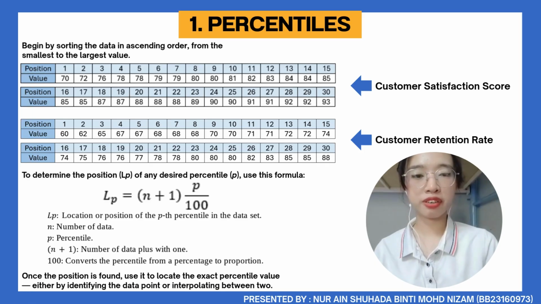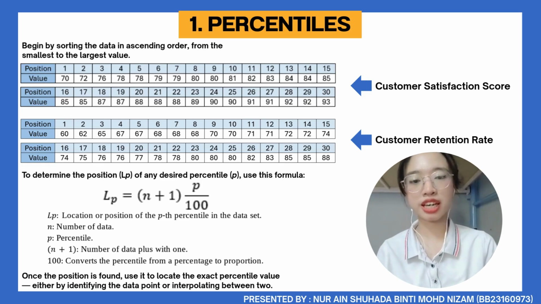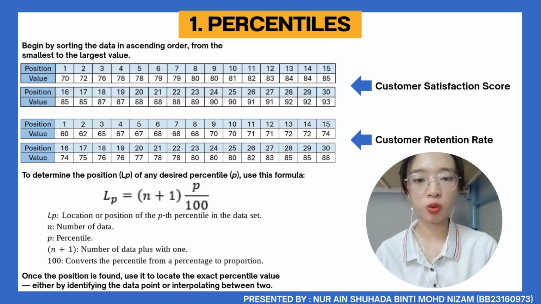First, we begin by arranging the data in ascending order. Then we find the position of the percentile using the formula shown on the slide. This tells us where the percentile lies in the data set. Once we know the position, we use it to find the value of the percentile.